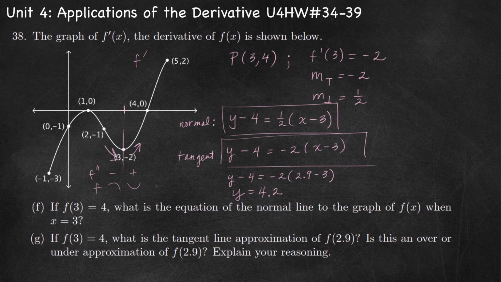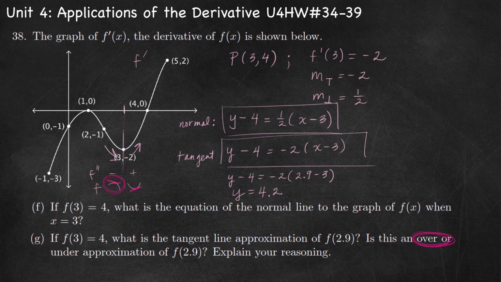So let's think about the graph of f of x. When we're to the left of 3, the graph is concave down, and that means the tangent line is above the curve. It's an over approximation. If we're to the right of 3, the graph of f is concave up, so our tangent line would be below the curve and give us an under approximation. And since 2.9 is less than 3, we're in this scenario right here. F is concave down, so our tangent line is going to be above the curve, and it's going to give us an over approximation.